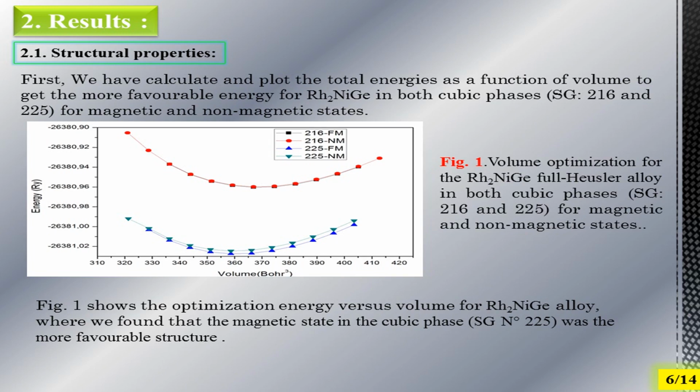First, we calculated and plotted the total energies as a function of volume to get the most favorable energy for Rh2NiGe in both cubic phases, space groups 216 and 225, for magnetic and non-magnetic states. Figure 1 shows the optimization of energy versus volume for the Rh2NiGe alloy, where we found that the magnetic state in the cubic phase, space group number 225, was the more favorable structure.